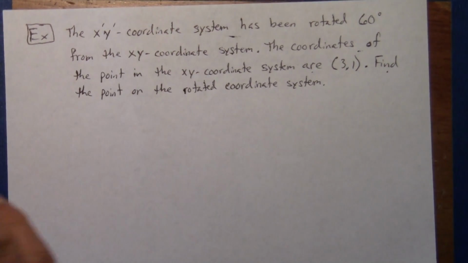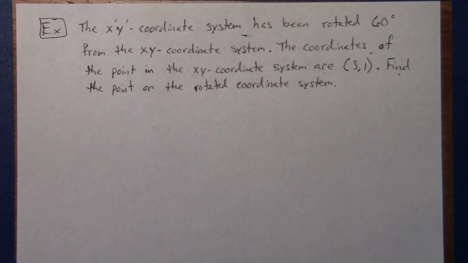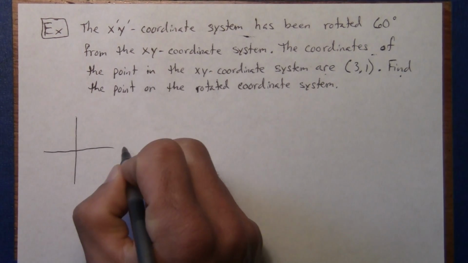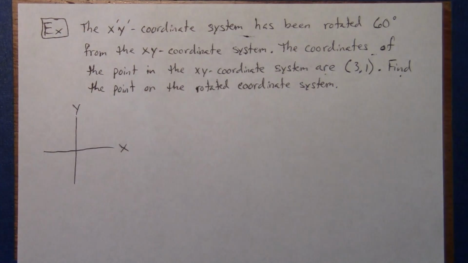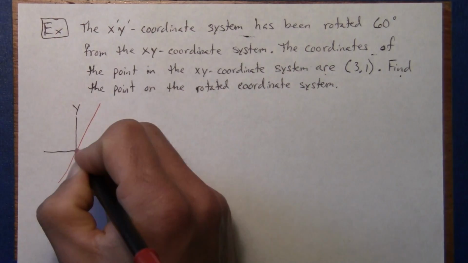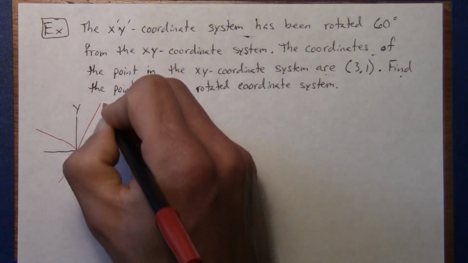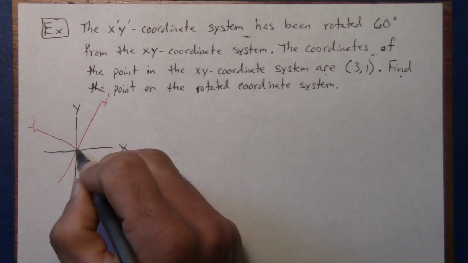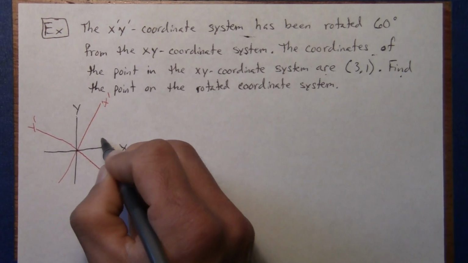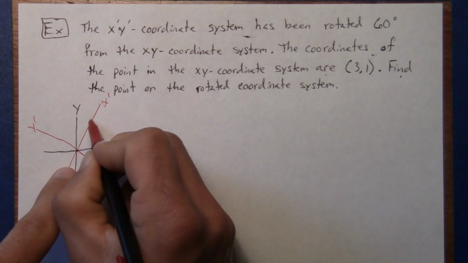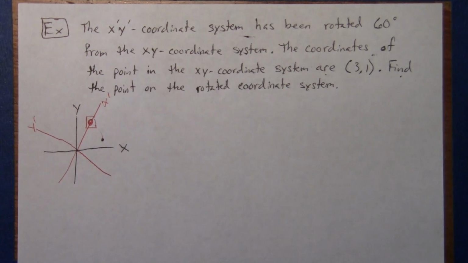Like I said, this is like problems 3 and 5, I believe it is, that you have to do in the homework. What this is saying is that you have your normal XY system, like we always have. And then we have the rotated system. They said it's been rotated 60 degrees. So something like this, where this is x prime, this is y prime. And they're giving you the point 3, 1. And they want to know what are the coordinates if you took that point and rotated it 60 degrees, what would the coordinates be here? That's what it's asking. So that's the idea behind it.